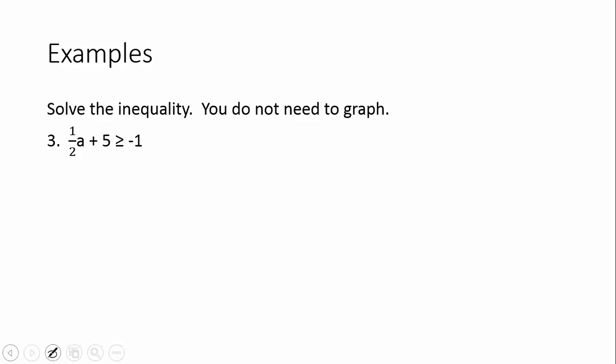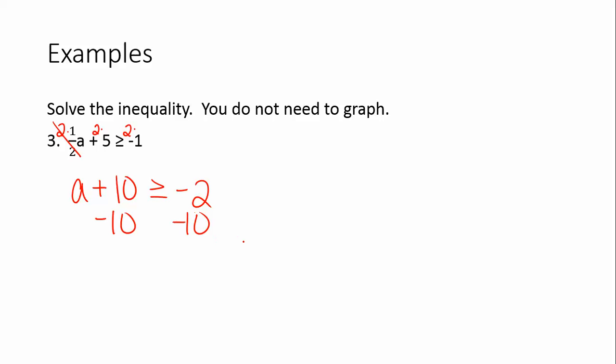Here we have 1/2 a plus 5 is greater than or equal to negative 1. I'm going to get rid of the fraction. What am I going to multiply everything by? Hopefully you're saying multiply everything by 2. Remember, every term gets multiplied by 2. That includes the 5, and it includes the negative 1. So we get a, or 1a, plus 10 greater than or equal to negative 2. We're subtracting 10 from both sides to get the variable by itself. a is greater than or equal to negative 12.